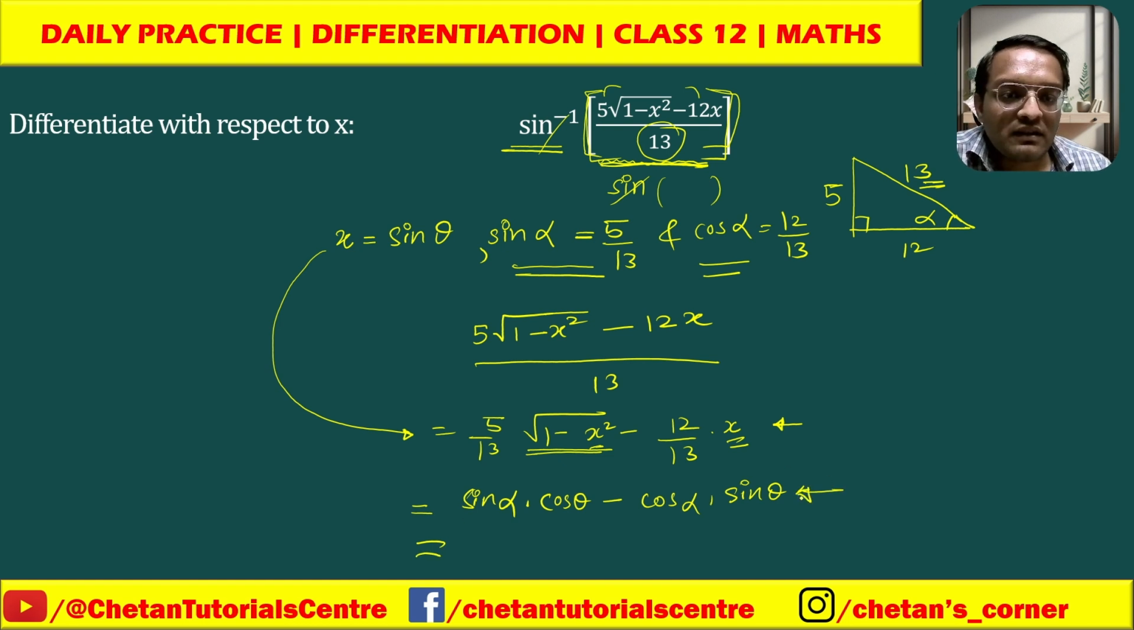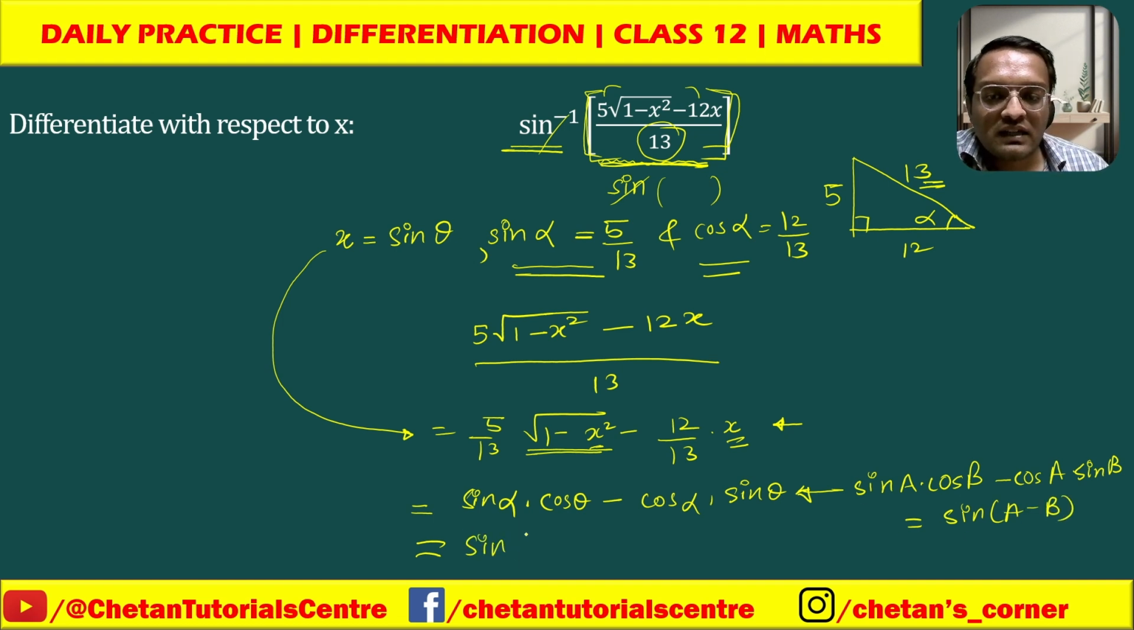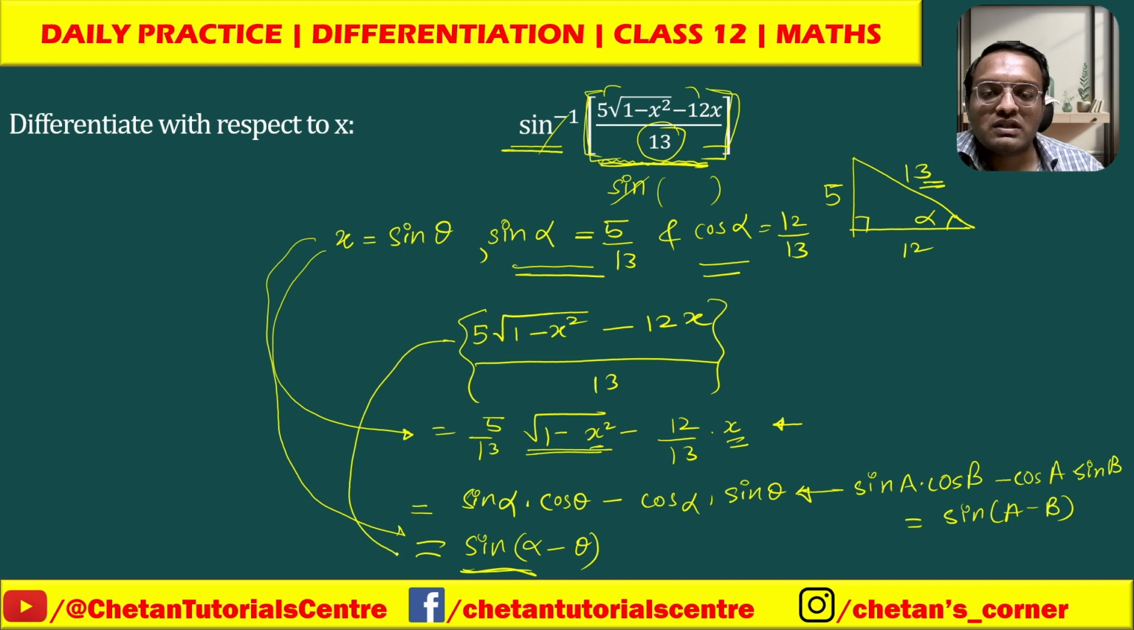Now here you can see that we can use the formula sin A into cos B minus cos A into sin B, which is equal to sin of A minus B. Here A is alpha and B is theta, so alpha minus theta. So this is sin of alpha minus theta. This is how we have reduced this part of the function to sin of alpha minus theta. I hope you have understood how we have converted this function to sin of alpha minus theta. Now we will solve this properly.